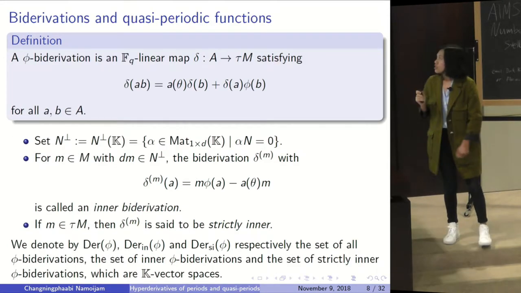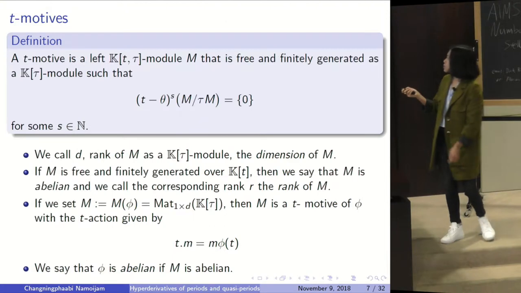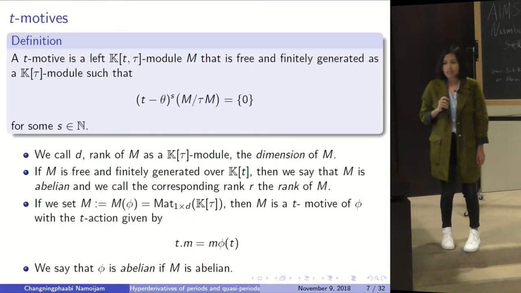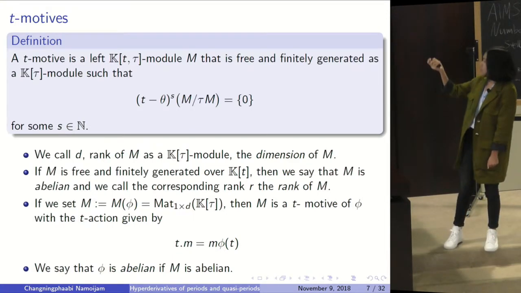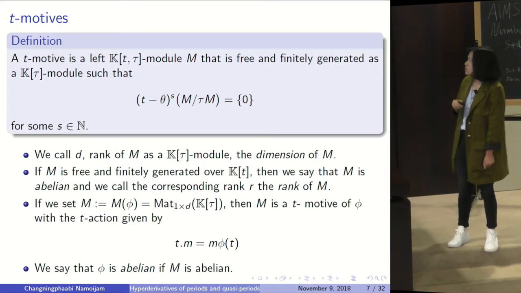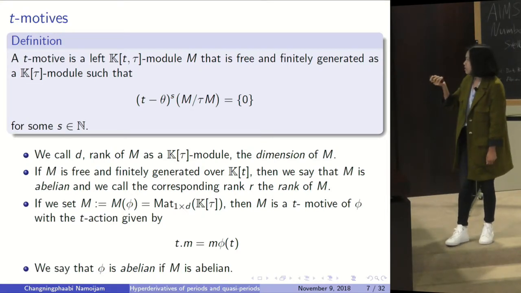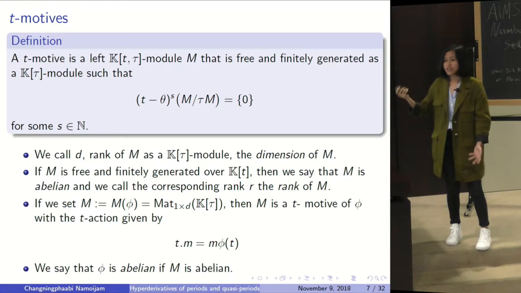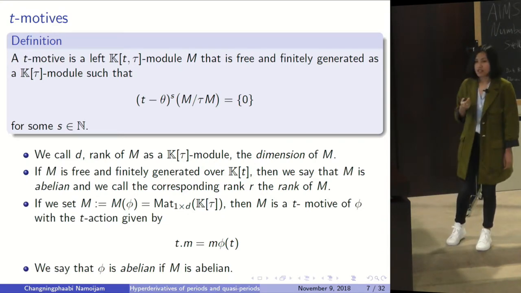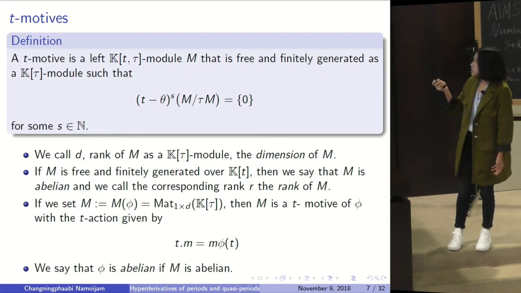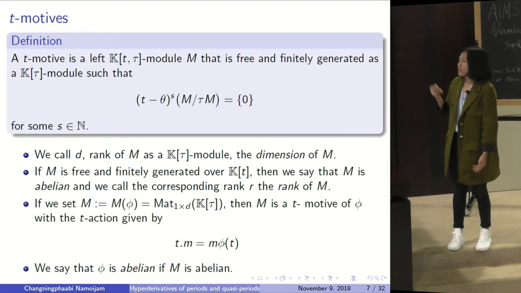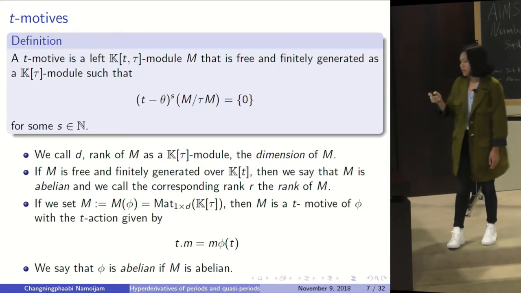Okay. But anyway, similarly, I will also be using dual t-motives, which is a K[t][sigma]-module, which is free and finitely generated as a K[sigma]-module, such that again there exists a positive integer s such that (t minus theta) to the power s times M is contained in sigma M. Okay.